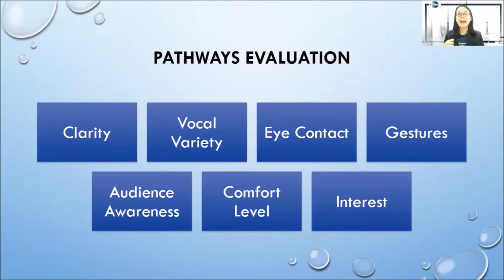and so on. Eye contact is eye contact with the audience; in virtual meetings, of course, it is the eye contact into the camera. Gestures is referring to the hand gestures. And audience awareness, whether the speaker is aware of preparing a speech that is relatable to the audience. And comfort level is the confidence level of the speaker, whether there are any signs of nervousness. Interest is whether the topic is interesting enough to capture your attention. So these 7 criteria are present in all pathways projects.